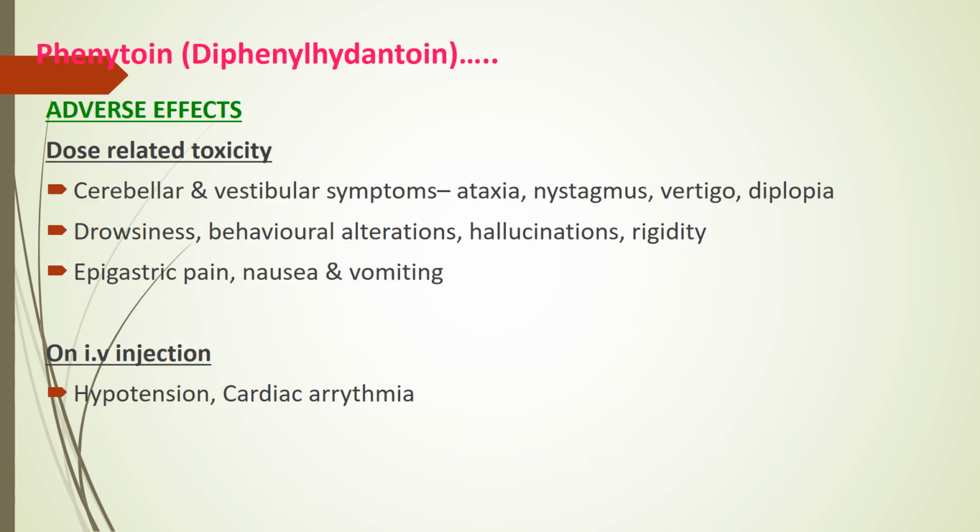Next is dose related toxicity. Among these, cerebellar and vestibular symptoms are the most dangerous. Whenever you administer phenytoin at a toxic dose, the first symptom to appear is nystagmus, followed by ataxia, vertigo, diplopia, drowsiness, behavioral alterations, hallucinations, and rigidity. All these features may be seen, and may be associated with epigastric pain as well as nausea and vomiting. The side effects following rapid IV injection are hypotension as well as cardiac arrhythmias. So whenever you want to use this drug by the IV route, you should inject very slowly, otherwise it may suddenly precipitate cardiac arrhythmias or hypotension.